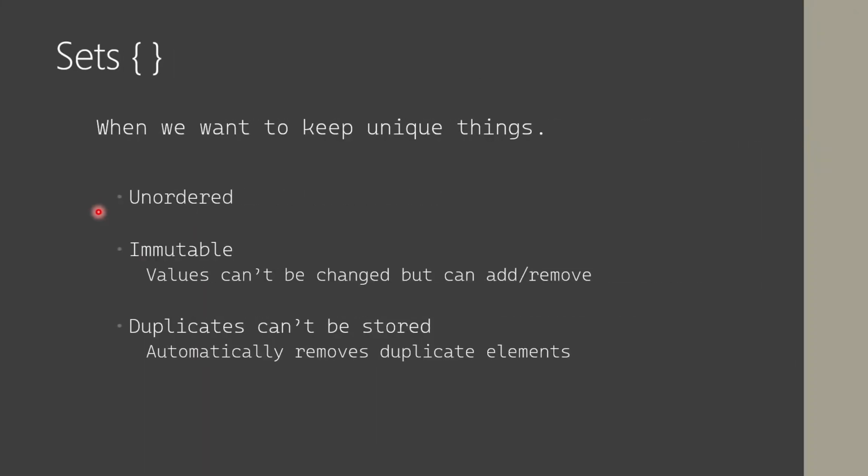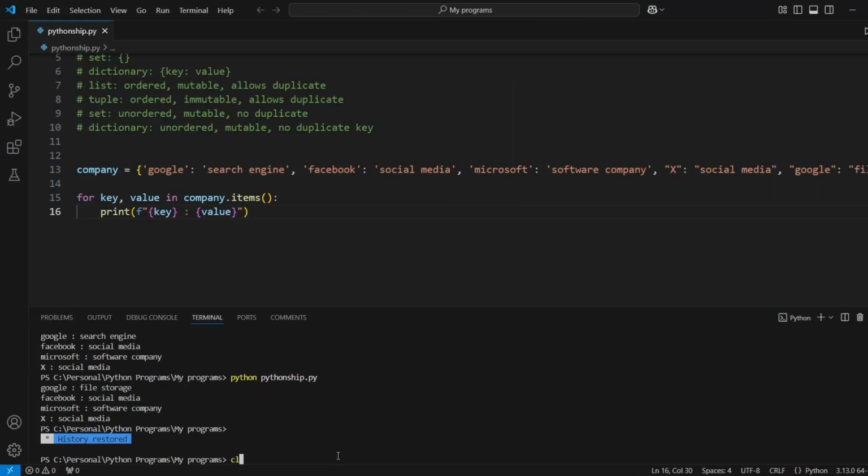So if you have studied sets in math, then yes, these are the same sets. Sets are unordered, immutable, and we can't store duplicate elements in a set. Python automatically deletes any duplicate element present in a set. So let's get back to VS Code to see what that means.